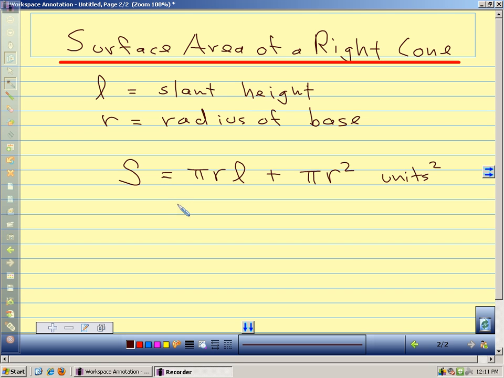And we talked just a second ago about how cones are kind of like pyramids. This piece is the area of the side. And this piece is the area of the base.